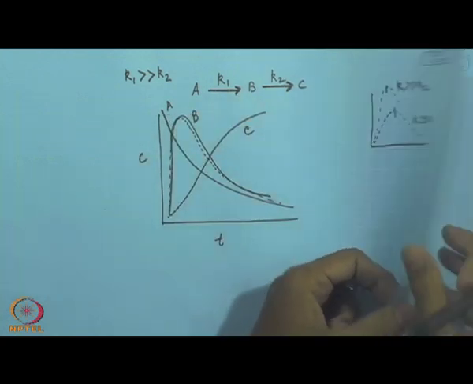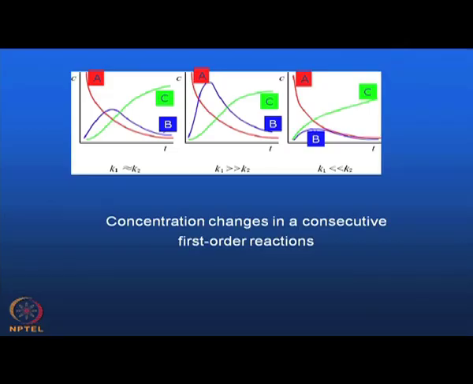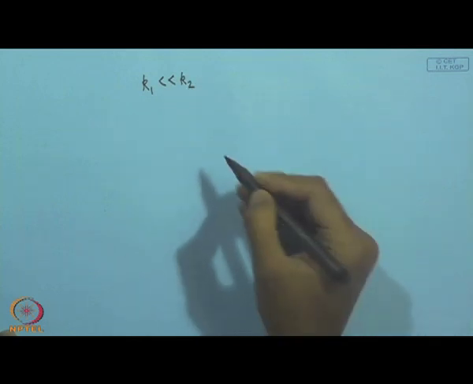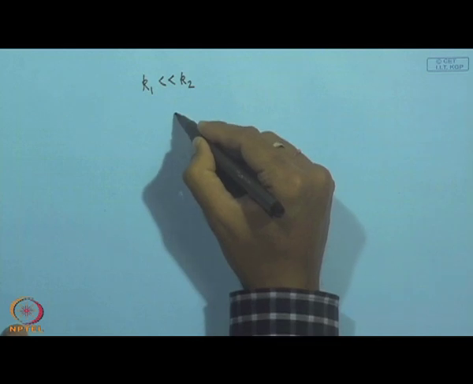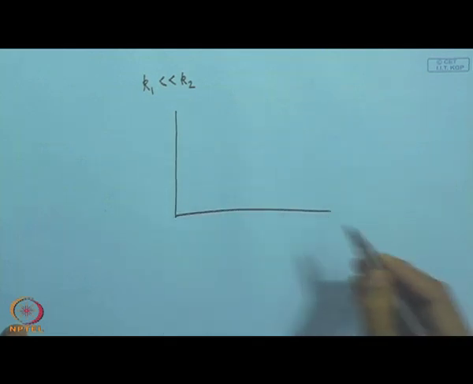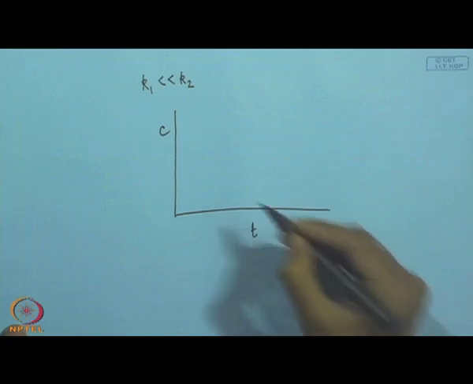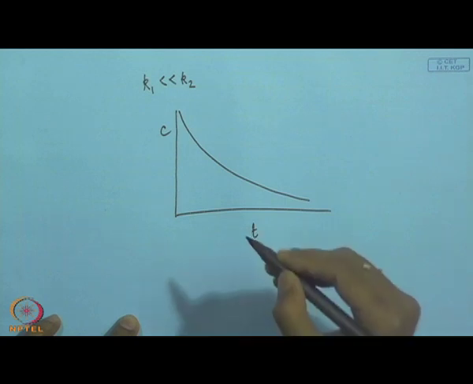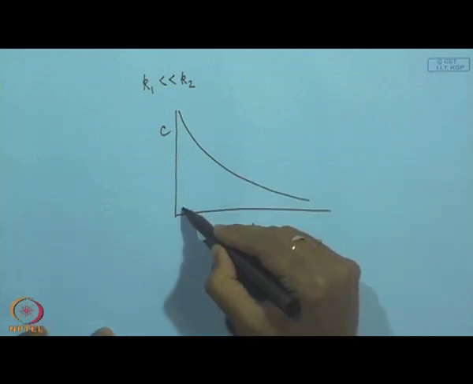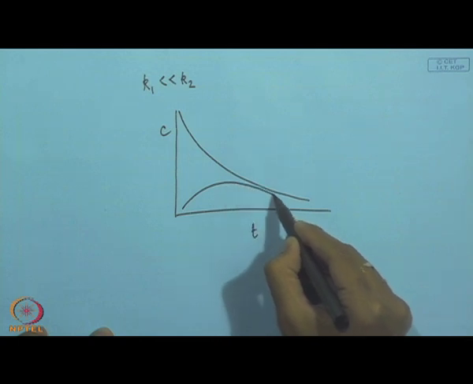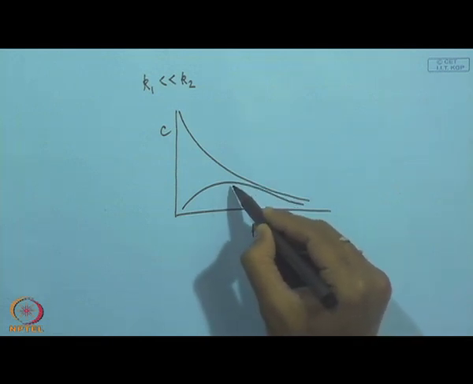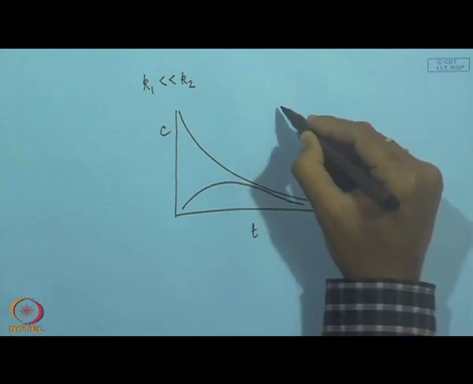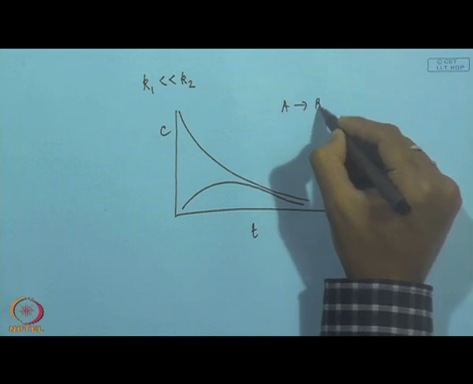Okay. The third case is K1 is very much less than K2, or maybe just less than K2. Okay. So, this is concentration versus time. A is as usual exponentially decaying, and what will happen to B? It will not show a prominent maximum, because the moment B is created, it is quickly depleted to C. So, A to B to C.